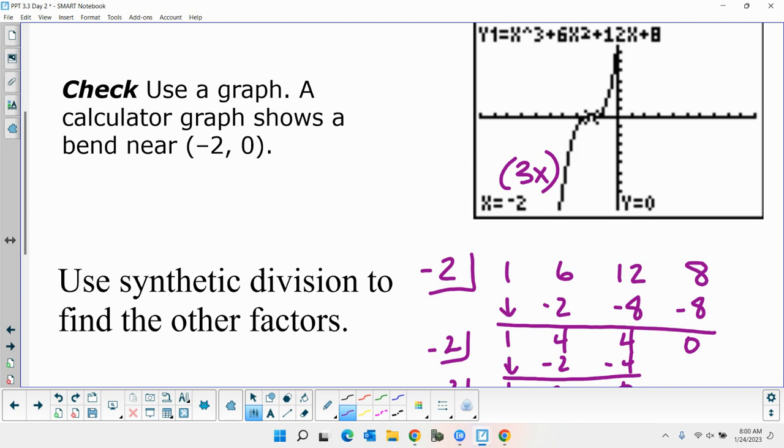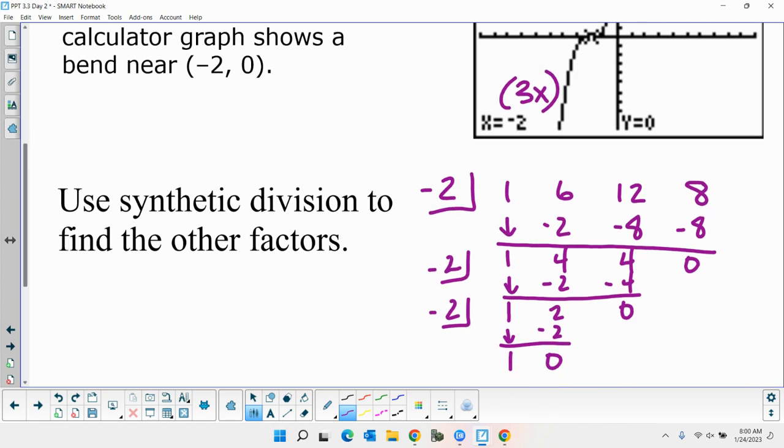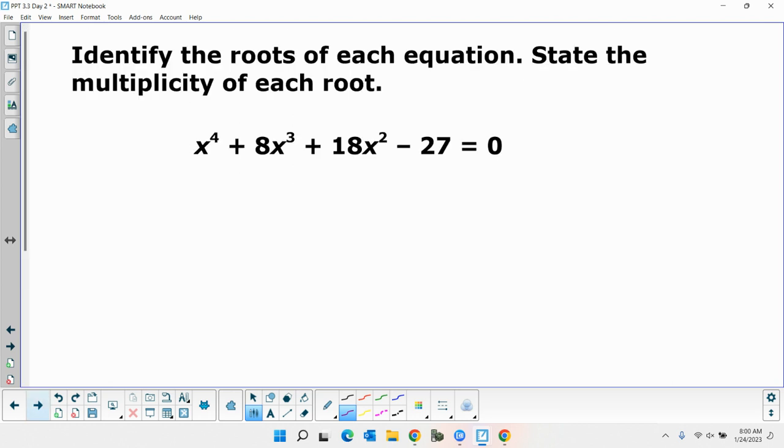What do we think when it bounces off a 0? It works at least twice, right? An even number of times. Maybe 4 times. Maybe 6, depending on our degree. Okay, is that making sense? So synthetic division helps us make sure of what we're thinking.